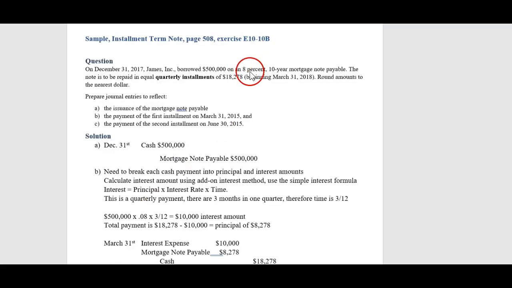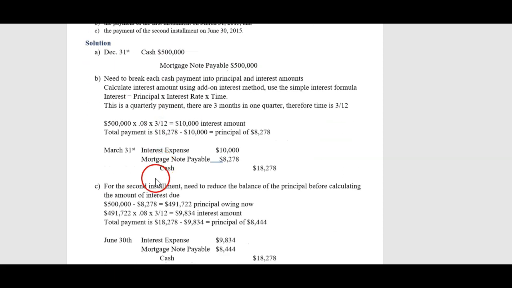That's the interest rate we were given in the problem. And then every single one of these payments, again, covers 3 months. So our time factor here is going to be 3 over 12. So that means our interest amount for the second payment is $9,834. And you'll notice that the interest should be going down every single time you make a payment, and the principal portion of the payment should be going up every single time.